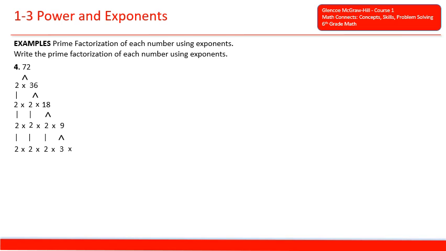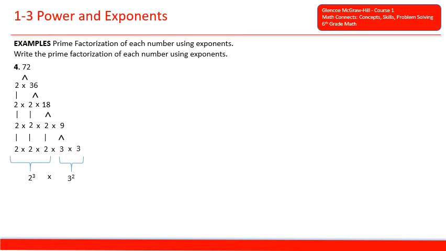2's, and then I'll factor 9 as 3 times 3. So now I know that I have 2 times 2 times 2, so I can call that 2 cubed. And then I have 3 times 3, which is 3 squared. So if you notice, remember, we have to list the prime factors from least to greatest.